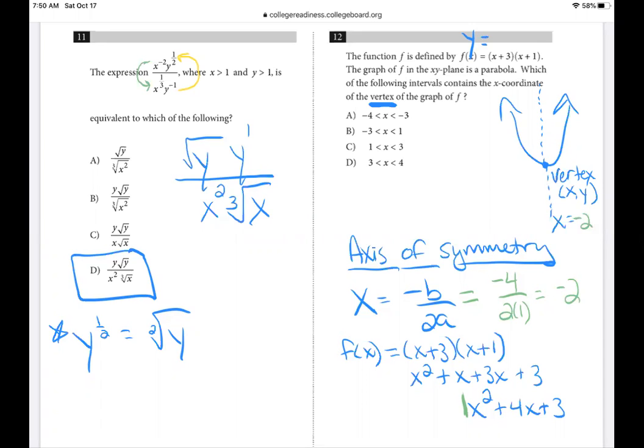So which one of these is the correct interval? It would be choice B. Choice B. -2 is between -3 and +1. Okay, so those were problems 11 and 12 from SAT practice test number 7, section 3. Please look for the next set of problems, the next page, numbers 13 through 15.